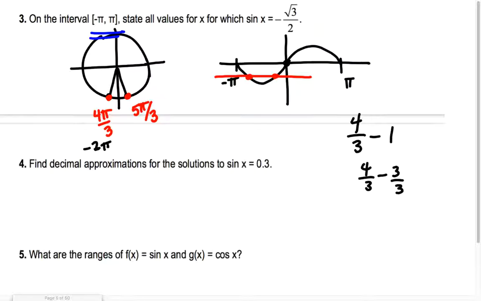Minus 2 pi, so minus 6 pi over 3. So we're going to have -2 pi over 3. Do you guys see that? So this is the same as -2 pi over 3. Okay, so you can do it that way by subtracting out 2 pi.